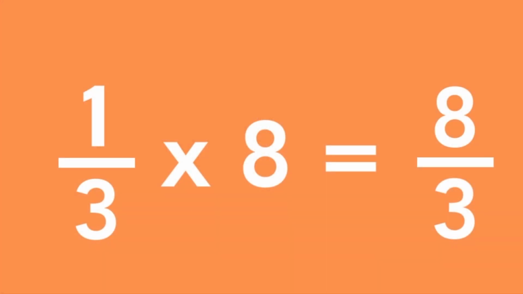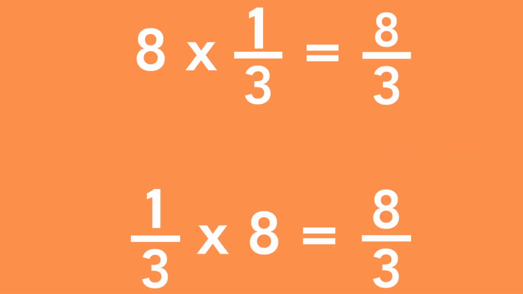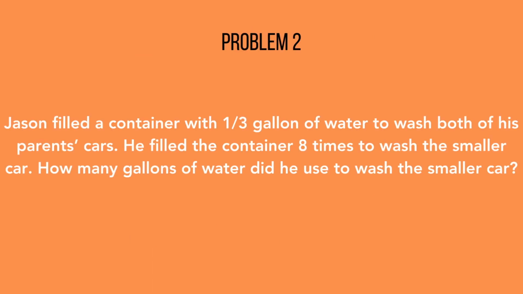In this example, we started with an amount, 8 gallons, and determined what a fraction of that amount is, specifically 1/3 of 8 gallons. Based on previous work you've done with multiplication, your students or children will remind you that you can change the order of the factors and get the same product. But is this the same in context? No. Let's look at our second word problem to see how it's different.